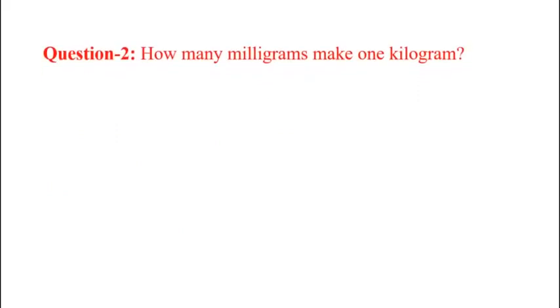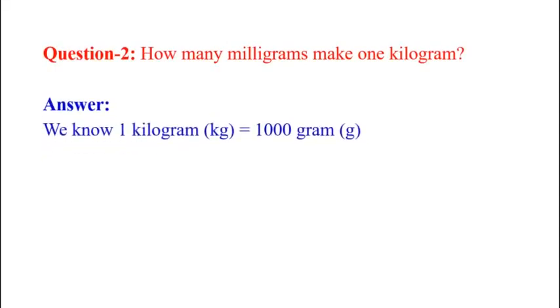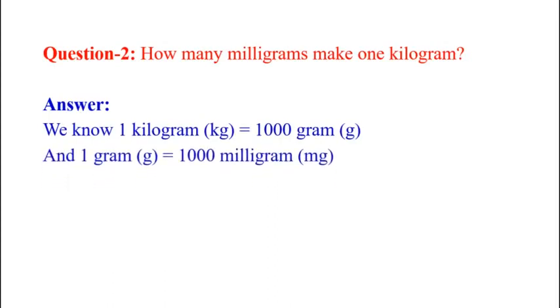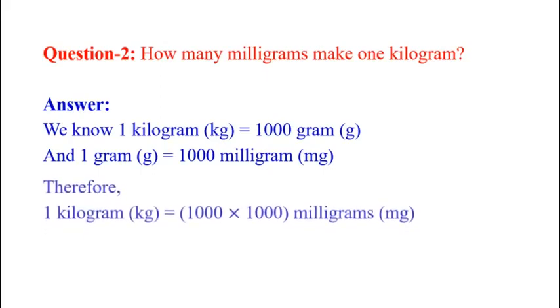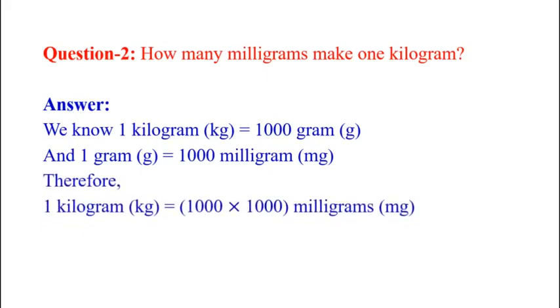Question 2. How many milligrams make 1 kilogram? Answer. We know 1 kilogram is equal to 1000 gram. 1 gram is equal to 1000 milligram. So 1 kilogram is equal to 1000 into 1000 milligrams, that is equal to 10 lakh milligrams. So 1 kilogram is equal to 10 lakh milligrams.